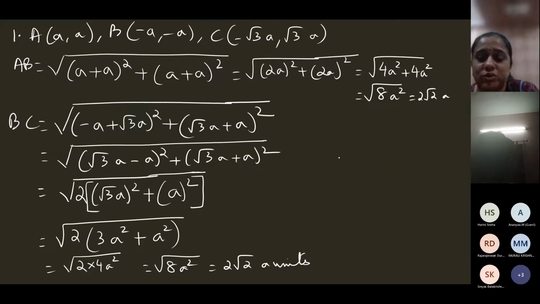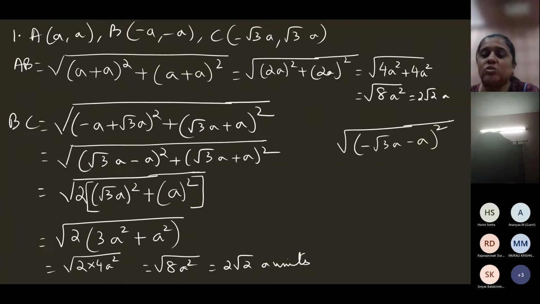Now, you might get a situation like this under the square root. Under the square root, children, if you have something like minus root 3a minus a, the whole square, you may have a doubt as to which identity to use. If you get something like this, which identity to use? You can use any identity, a plus b the whole square or a minus b the whole square, but you should take the values of a and b correctly. It doesn't go directly with a plus b or a minus b. So which identity to use to expand this? You can use anything, a plus b or a minus b.